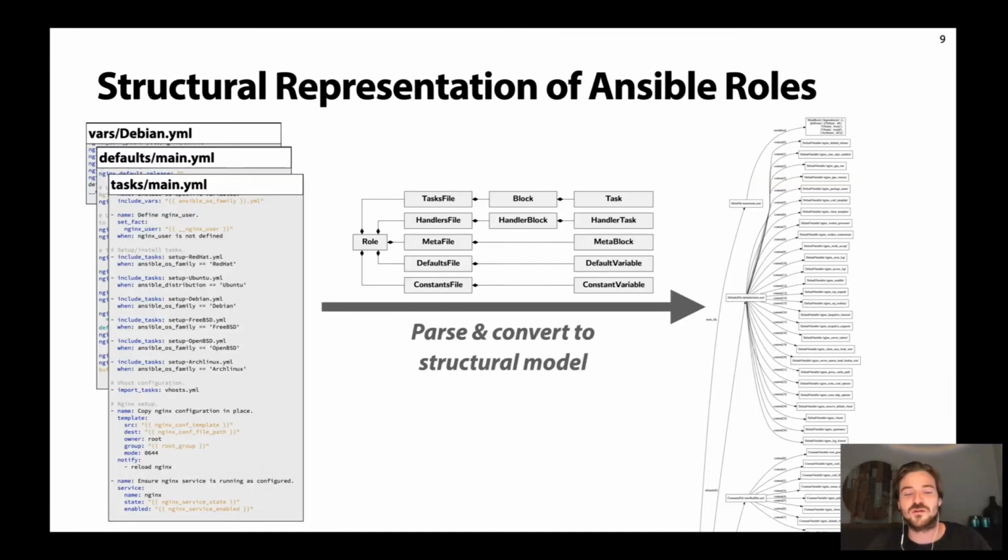So instead, we looked at the structure overall, and we developed a structural model to represent this. The structural model contains things like files in a role, which, for example, files in a task directory may contain blocks, and these blocks in turn contain tasks, and these tasks contain all of the information about an individual task that Ansible would execute. Similarly, files in the defaults folder contain variables, and these variables of course have a name and a value. So we take the source of all of these roles and we parse it and convert it to this hierarchical tree model, and we get these structural models of roles.